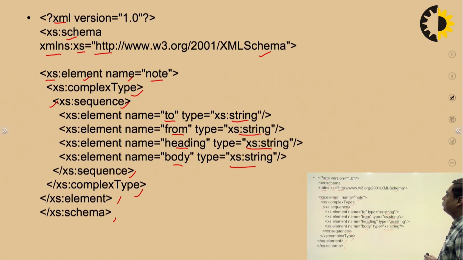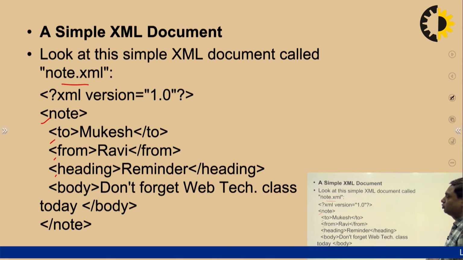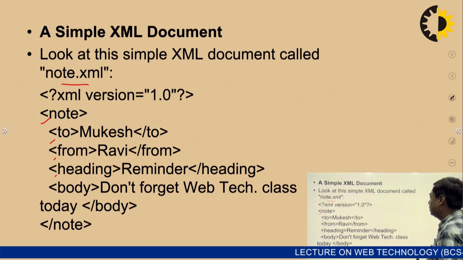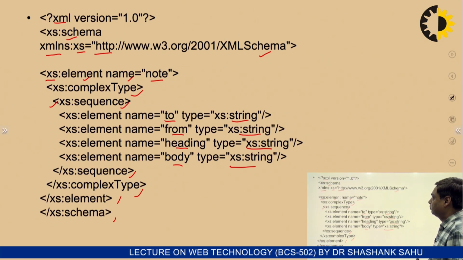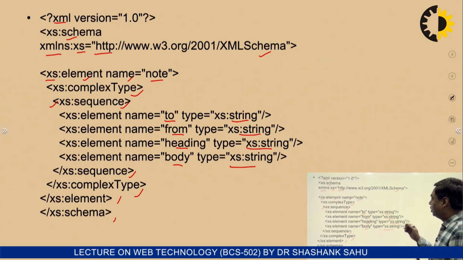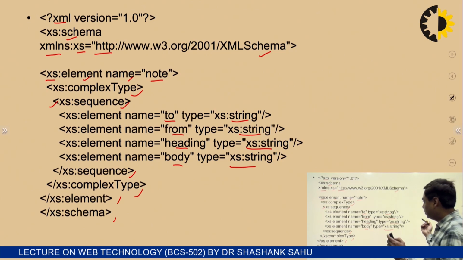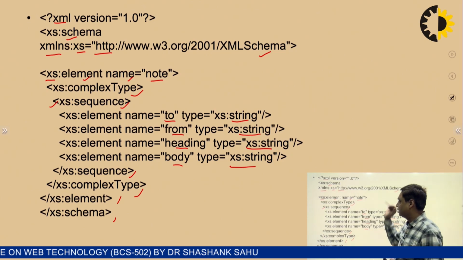Now we have 2 files. The first file is this one. This is the XML file and the name of this XML file is node.xml. To validate this XML file, we have defined a schema. This is the schema file. And now we want to include this schema file in the XML file.